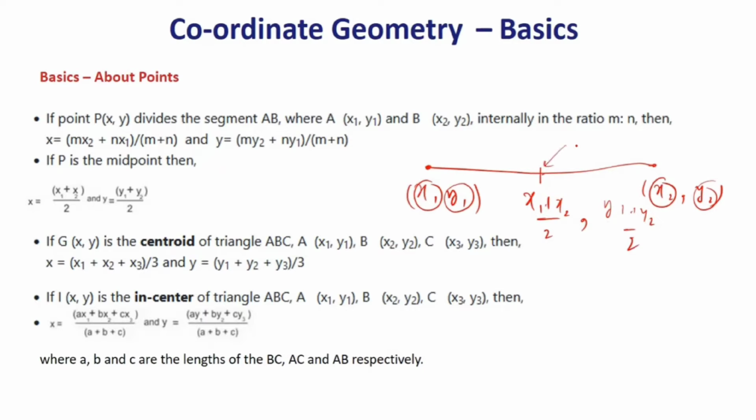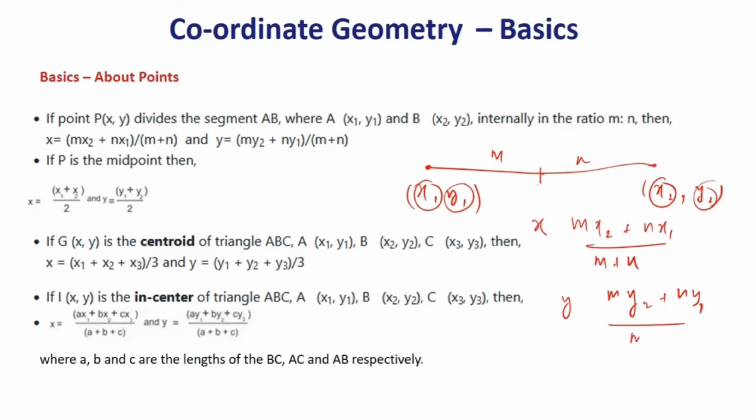That's your middle point. But if you have to divide this line in a certain ratio, let's say the ratio is m is to n, internally, then the resulting coordinates will be: x will be (mx2 + nx1)/(m + n), and y will be (my2 + ny1)/(m + n).